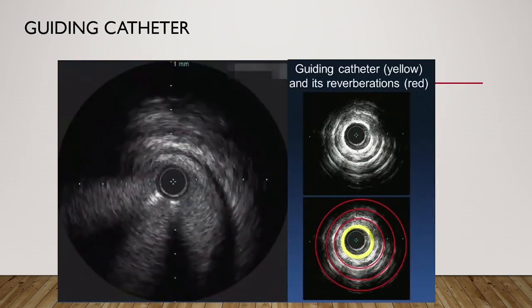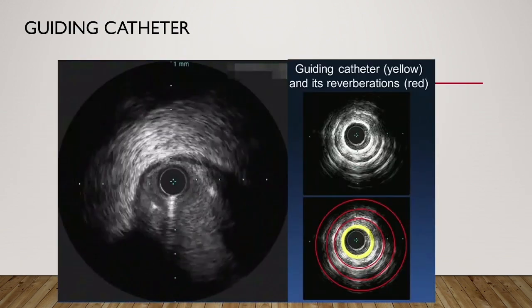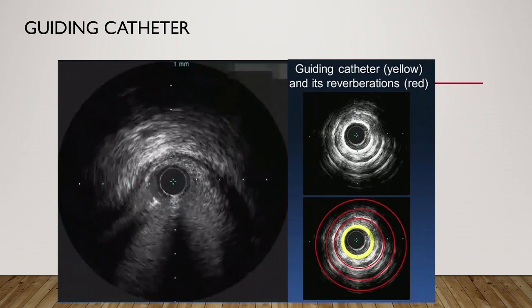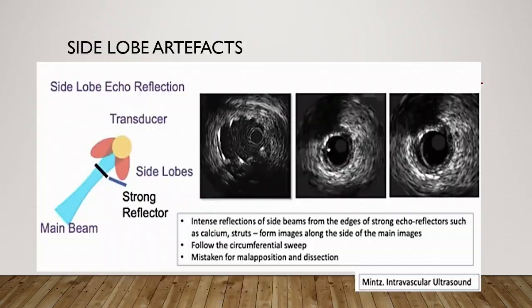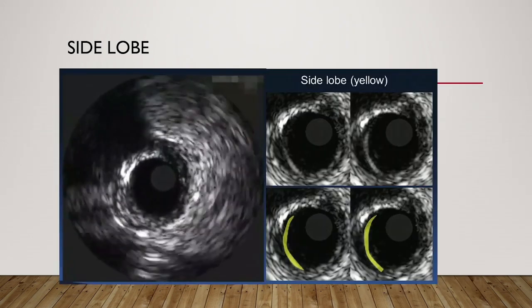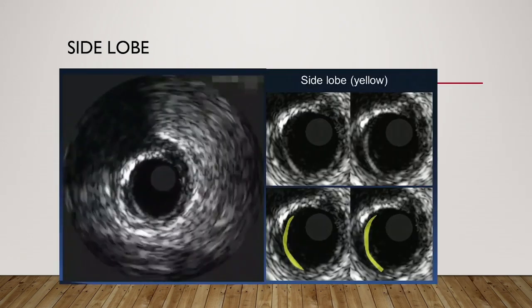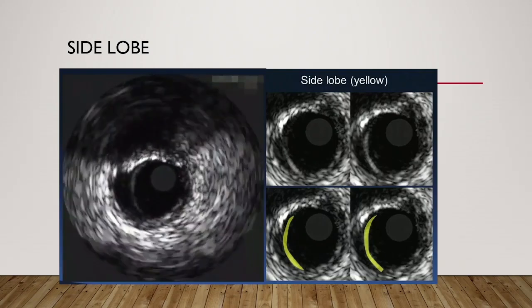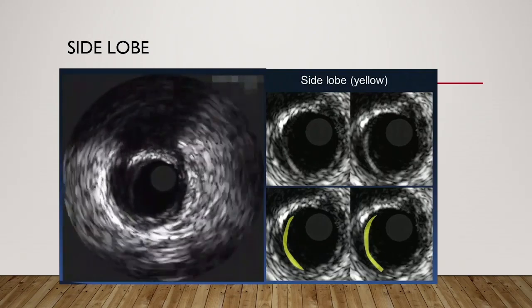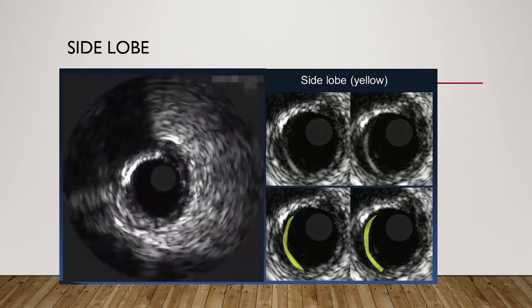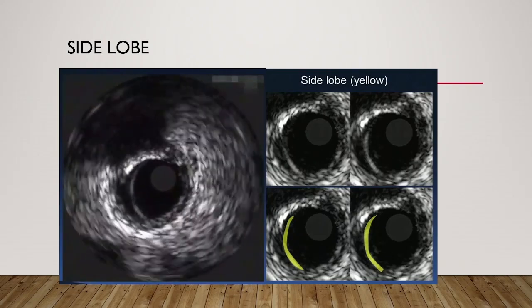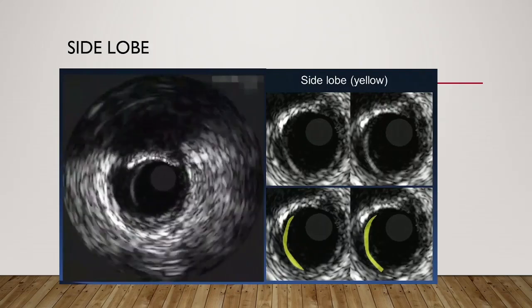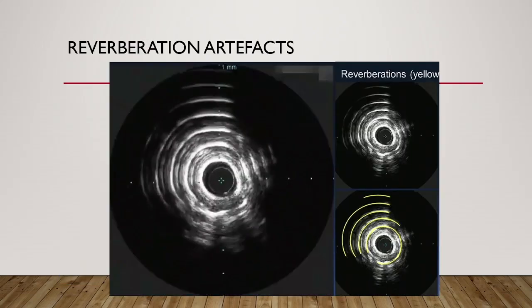Guide catheter artifact. This is a guide catheter artifact. You can see surrounding reverberation with a fixed orifice, and this is a guide catheter artifact. Side lobe artifacts are seen when there is a tangential reflection of the ultrasound beam. It can give a false appearance like this, the linear shadow here. This is a side lobe artifact, and it may mimic an edge dissection many a time. Can you see this? This looks like an edge dissection. It's not an edge dissection, it's a side lobe artifact.